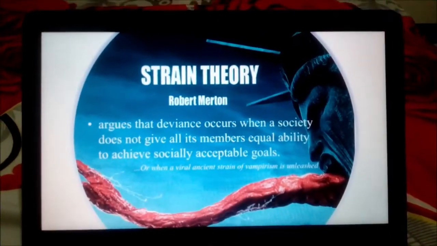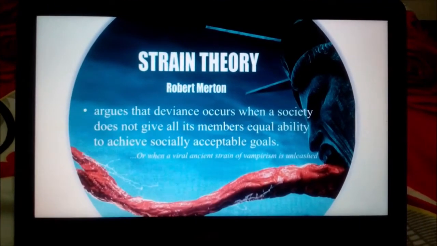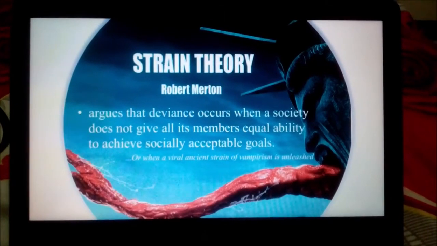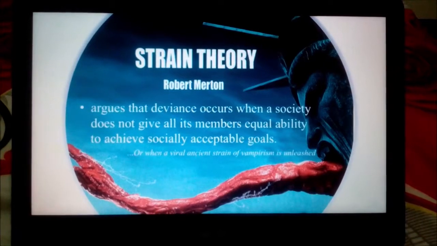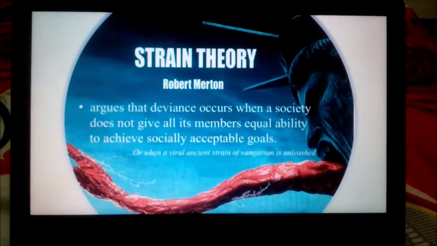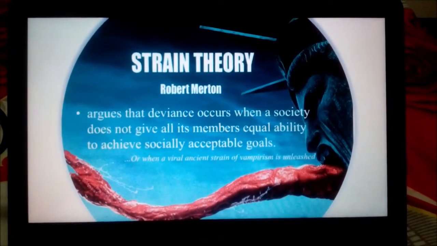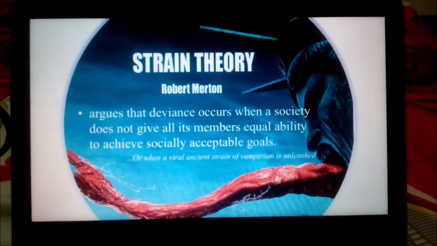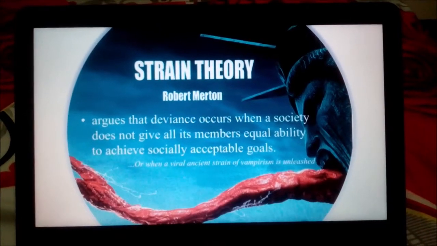Another example: according to Robert Merton, strain theory argues that deviance occurs when a society does not give all its members equal ability to achieve socially acceptable goals. So, it means people who judge another person, we call that crab mentality, right? They pull a person down. A person may become envious, so they will find a way to make that person fall.